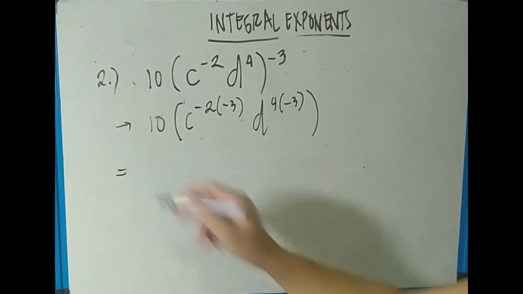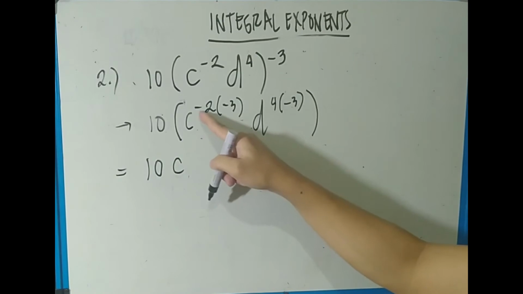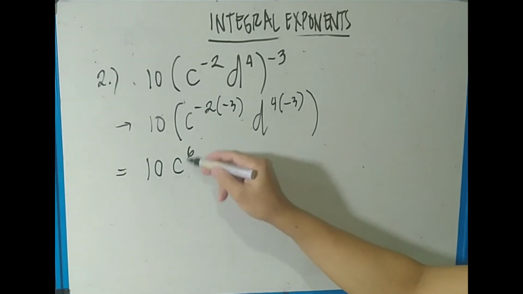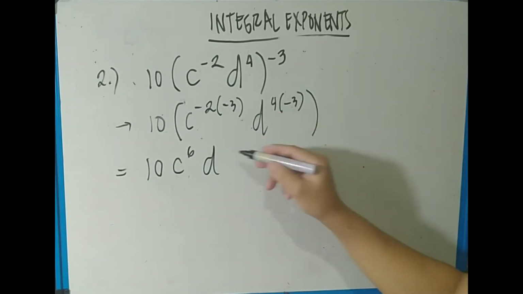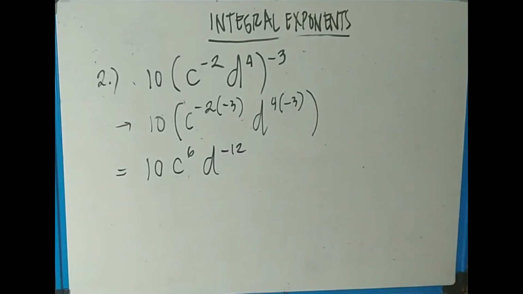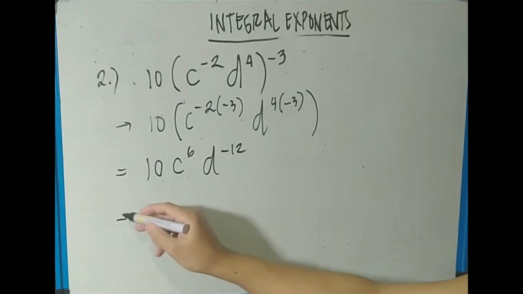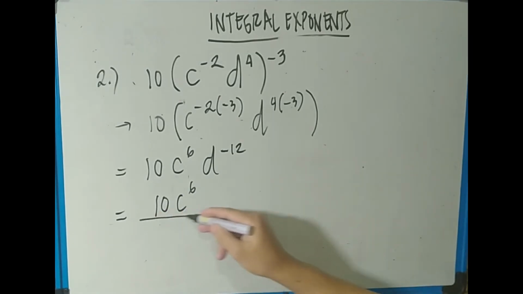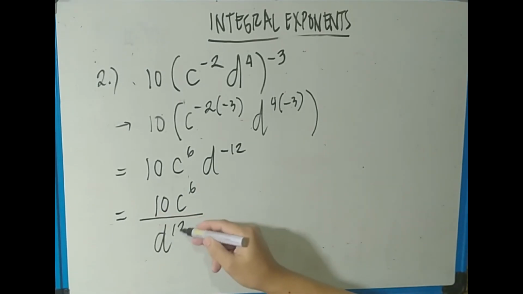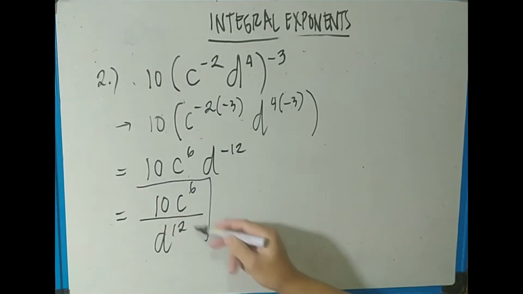Okay, so simplify natin siya. We have 10, then we have C, negative 2 times negative 3 will be positive 6, and then D, we have 4 times negative 3 is negative 12. Okay, same rule. Gaya ng example kanina, example number 1, we have to simplify negative exponents, ibababa lang natin siya. So this becomes 10c raised to 6 all over, we have d raised to 12. Okay, so this will be now your final answer.